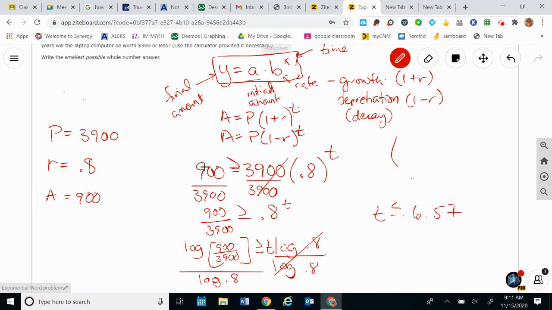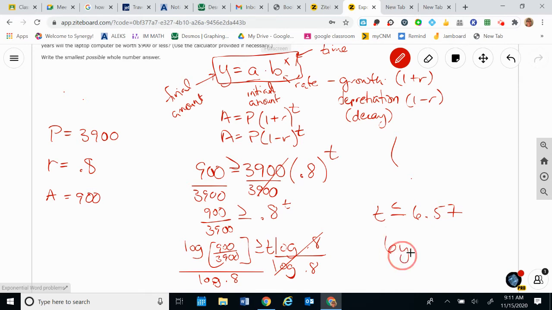So what does it say? It says, how many years will a laptop be worth 900 or less? Okay, so it's going to take it 6.5 years to get to 900. Okay, if it's 6.5 years to get to 900, remember at 7 years, it's still worth more than 900. Okay, if at 7 years, it's worth more than 900, right? You can't put that. Okay, so you're going to have to put 6 years.